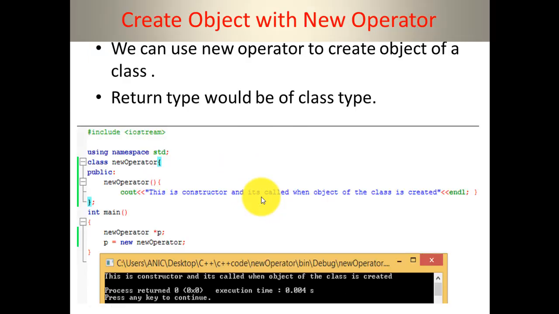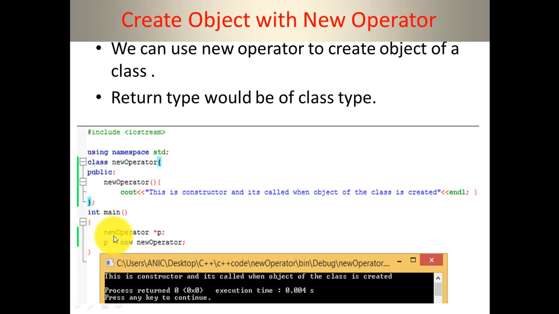So another use of the new operator is that we can create an object with the new operator. We can use the new operator to create an object of a class. The return type would be the same as the class type. Here is a simple example in which we created a class named new operator, and in the public section we created a constructor, and what we print in the constructor is that this is the constructor and it's called when an object of the class is created. We know that when we create the object, the default constructor will be called automatically.